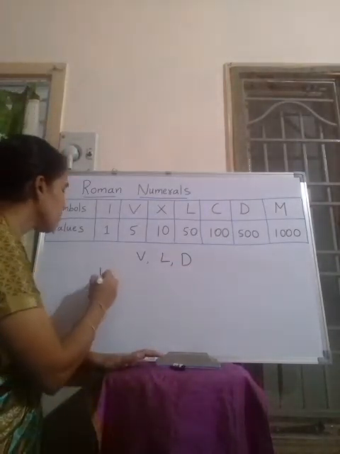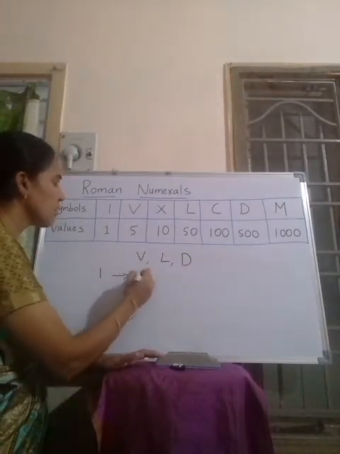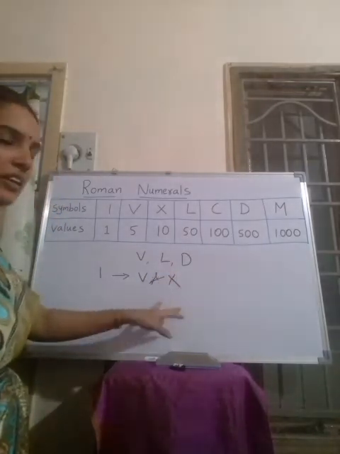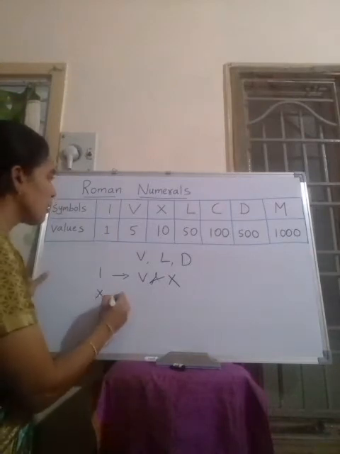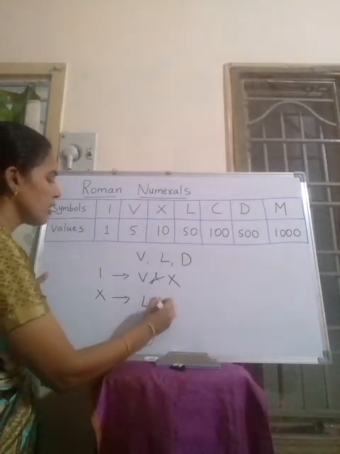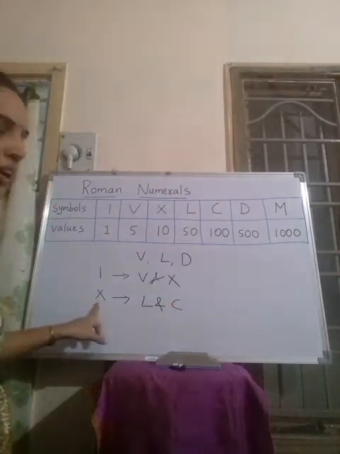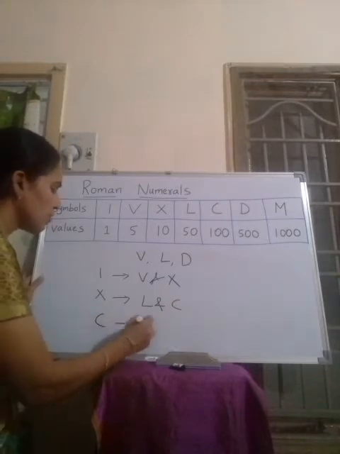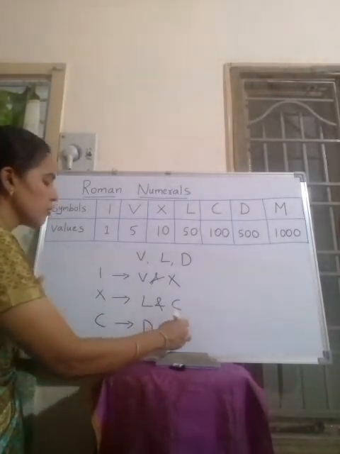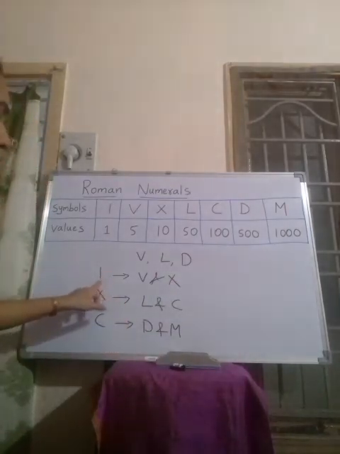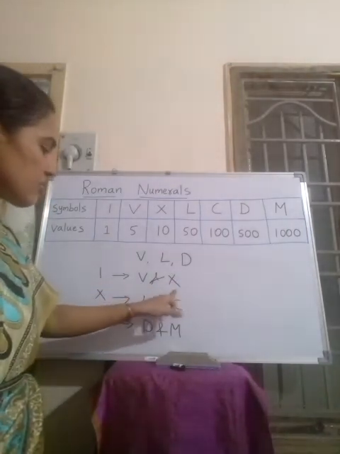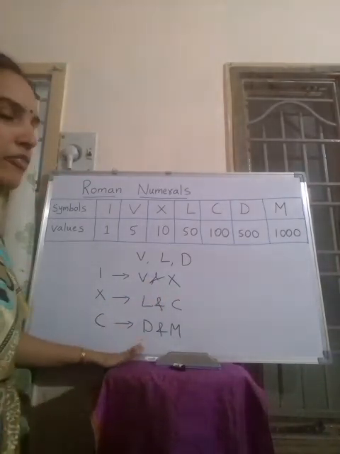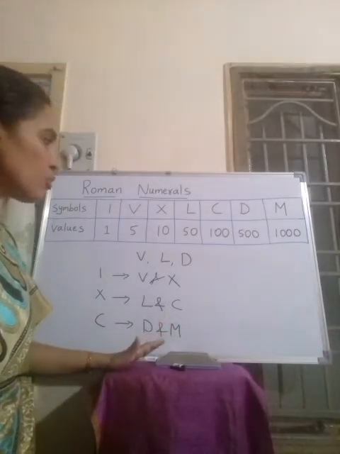And the I symbol can be subtracted from V and X. The X symbol can be subtracted from L and C. And C can be subtracted from D and M. This is how you have to remember. I can be subtracted from which symbols? V and X. X can be subtracted from L and C, and the C symbol can be subtracted from D and M. This is the rule of subtraction.